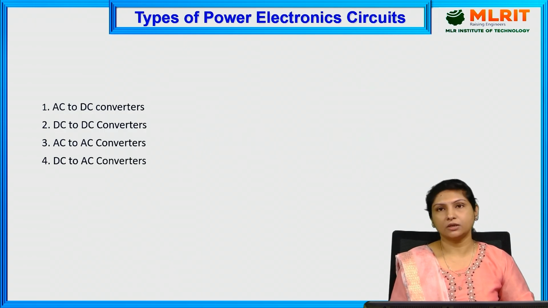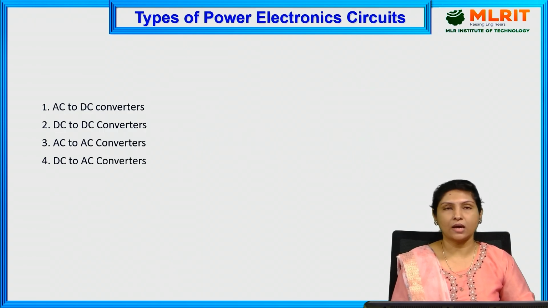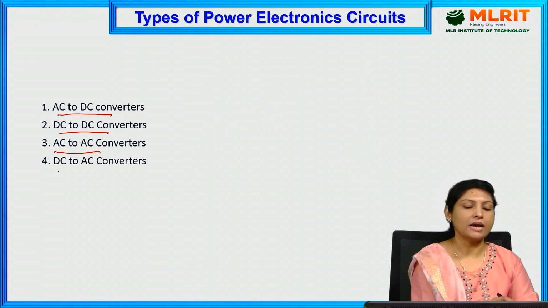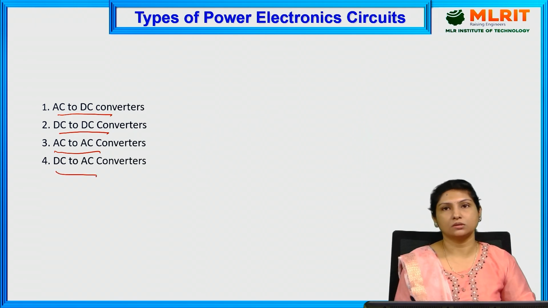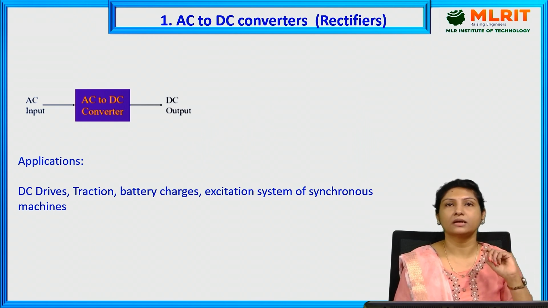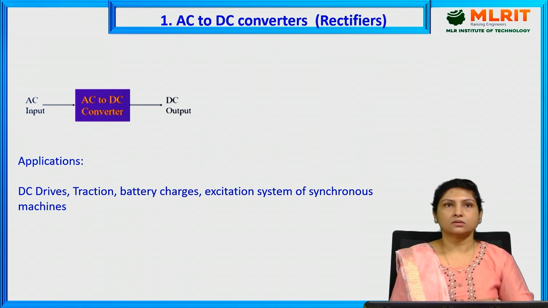Types of power electronic circuits. We have AC to DC converters, DC to DC converters, AC to AC converters, and DC to AC converters. Firstly, we'll see AC to DC converters. We can also call them rectifiers. And rectifiers convert AC to DC.